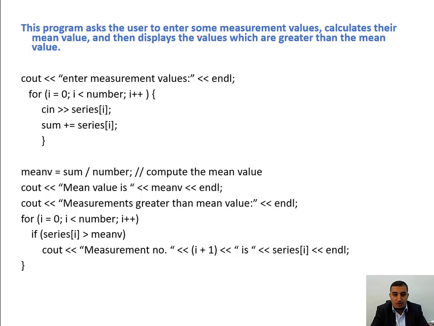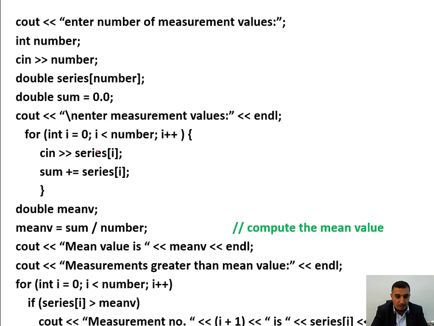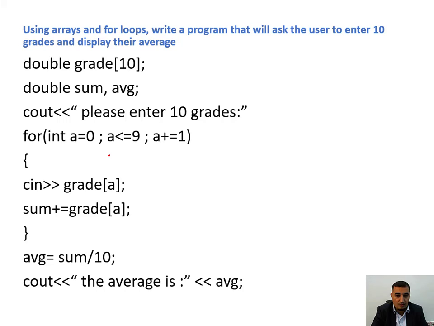This program will ask the user to enter the measurement values, then calculate their mean value and display the values which are greater than the mean value. When we want to store more than one value, we always need to make sure that we store our values inside an array. So this is how it is done, and we are going to discuss all of this.